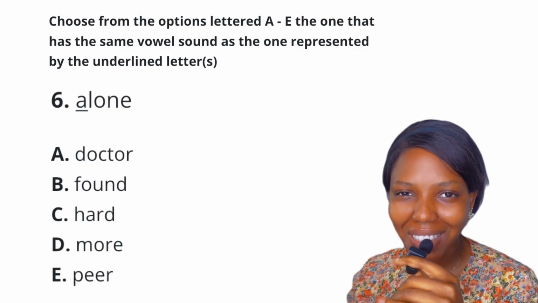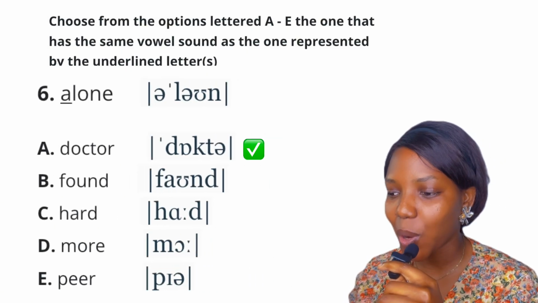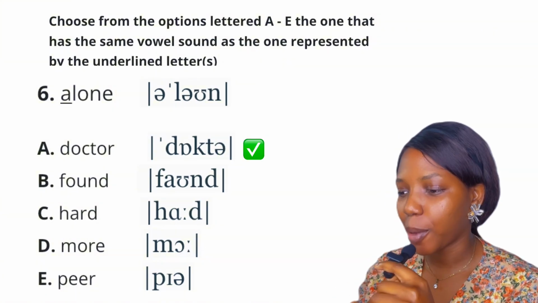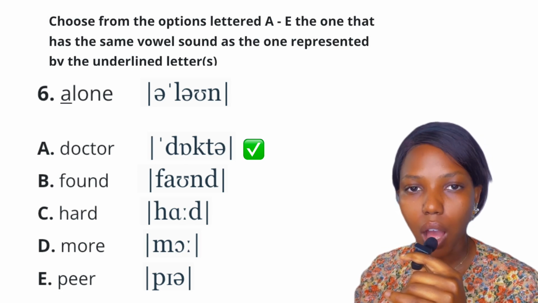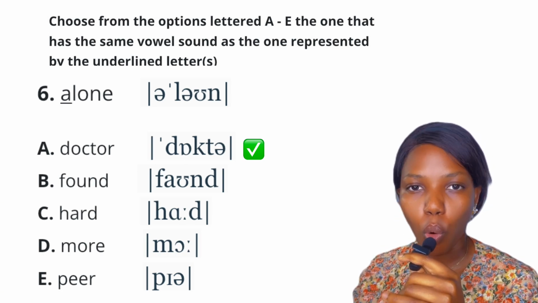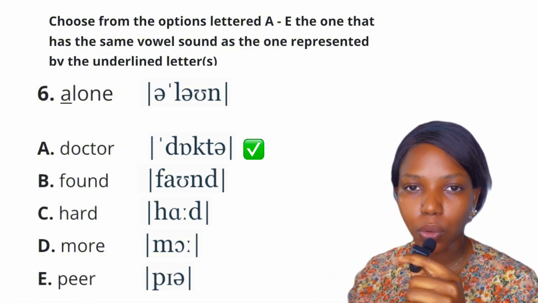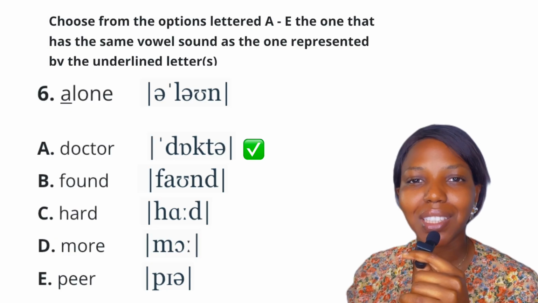I'll be waiting. Option A, we have "doctor". This is the answer to this question, because "or" is the schwa sound. Option B, we have "found", which has the "ow" sound. Option C, "hard", and option D, "more", have a long vowel sound. Option E, "pear", is a diphthong, "ear". So the final answer to this question is definitely option A, doctor.